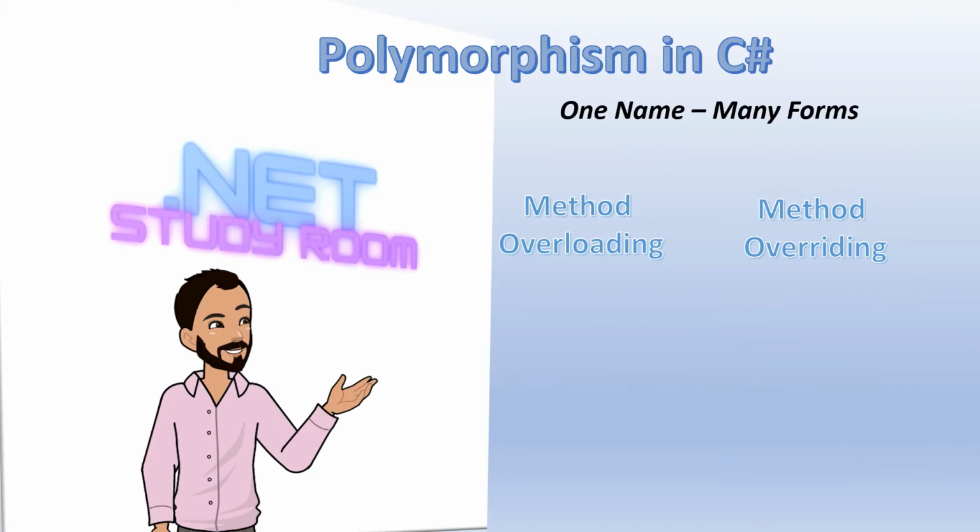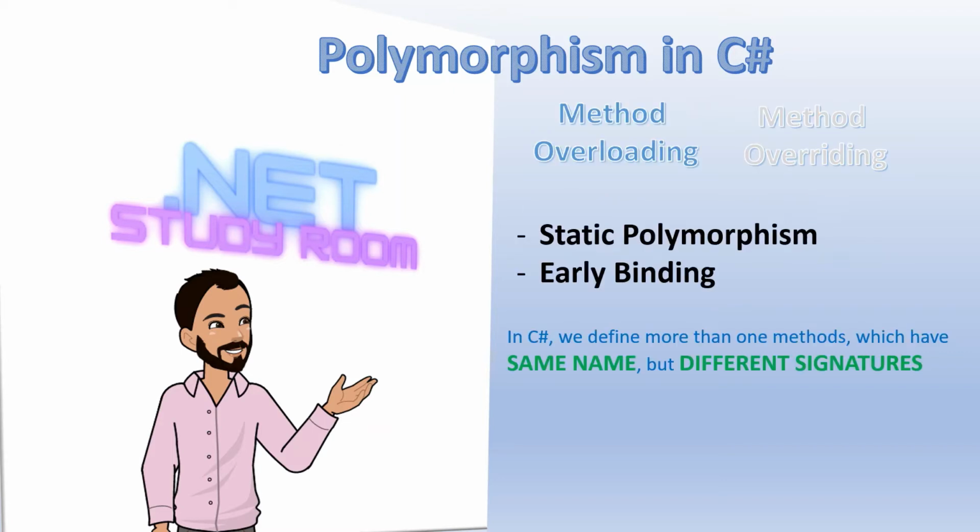C# supports polymorphism through two concepts: method overloading and method overriding. Method overloading is also known as static polymorphism or early binding. In method overloading, we can define more than one method which has the same name, but different signatures.